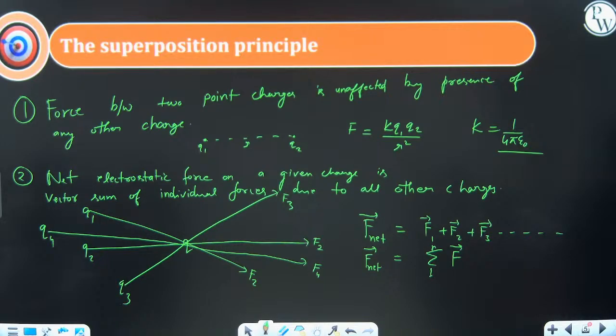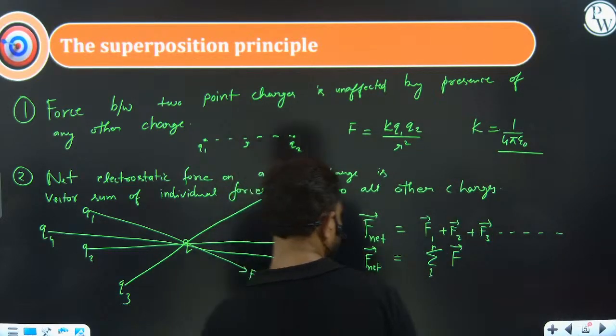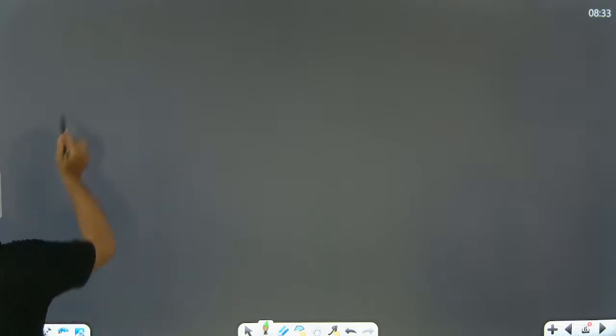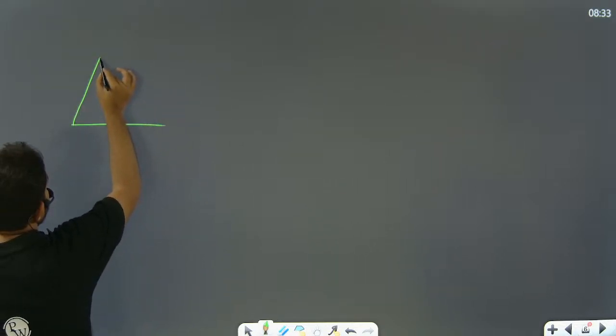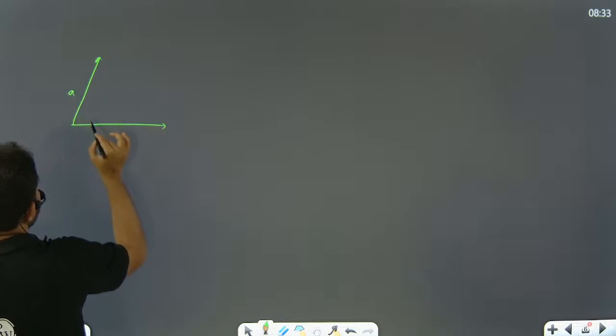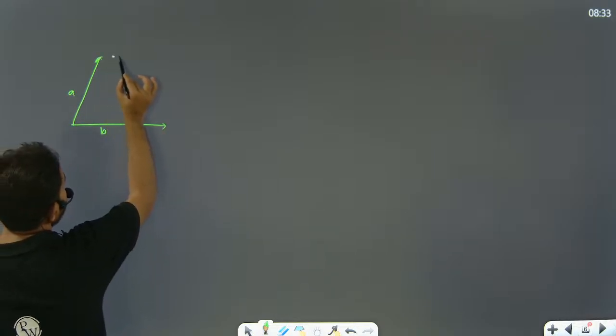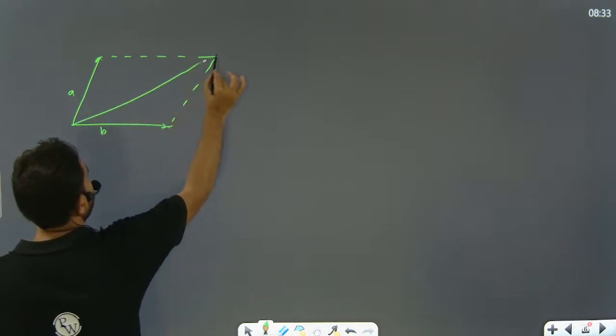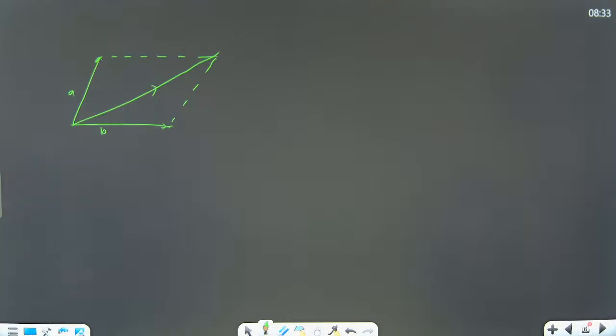You know how to do the vector sum? Do you remember how to vectorially add the forces? You don't remember? I'm giving a quick revision. How to add two vectors? Vectors are added with the help of the parallelogram law of vector addition or the triangle law of vector addition. If these are two vectors, vector A and vector B, and I want to find the resultant vector of them, I will draw a parallelogram like this, and this is the resultant of these two vectors.